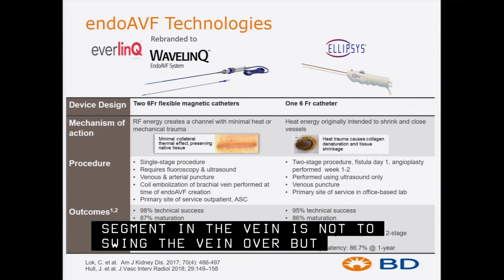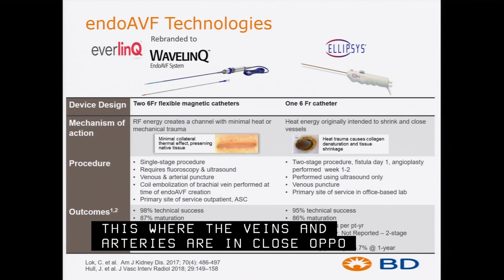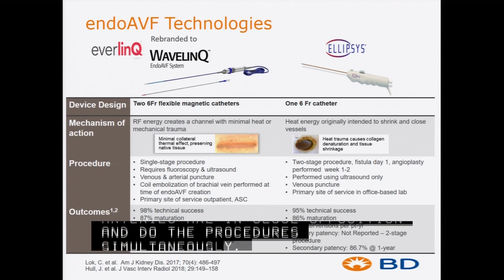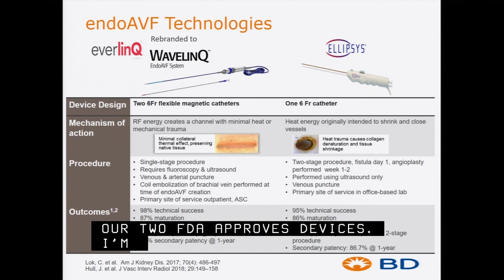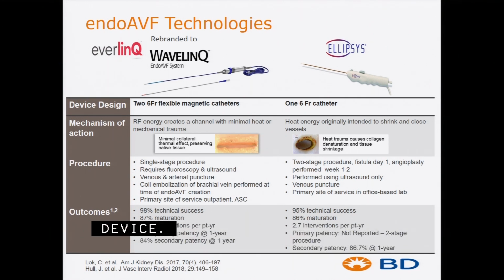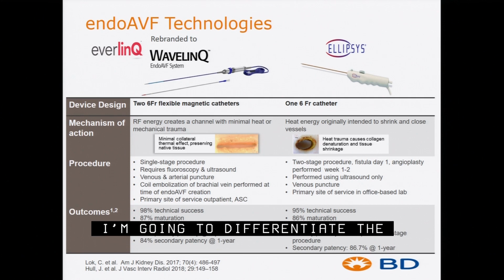And currently there's 2 FDA-approved devices to do this. I'm talking about the Wavelength device today. The other device is the Ellipsis device. And I'm just going to differentiate these two a little bit because they do differ in the technique and also the equipment that's used. The Wavelength device basically is 2 catheters.